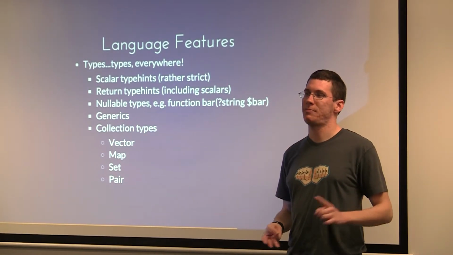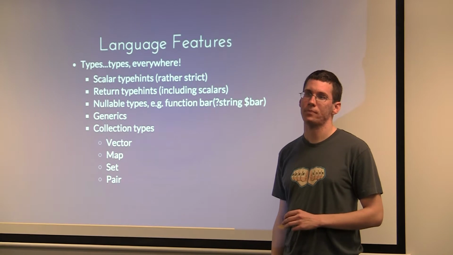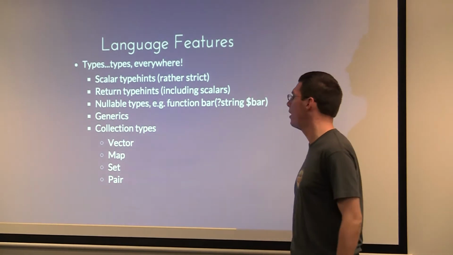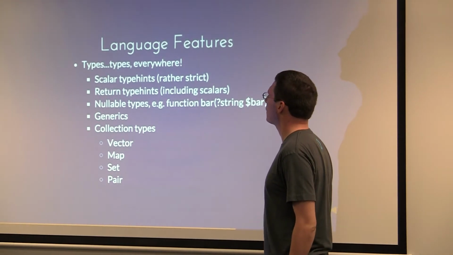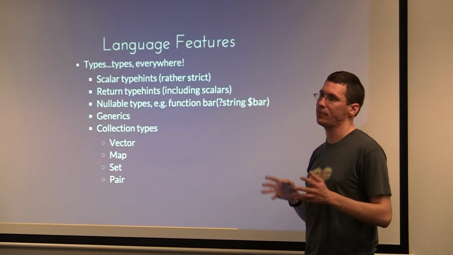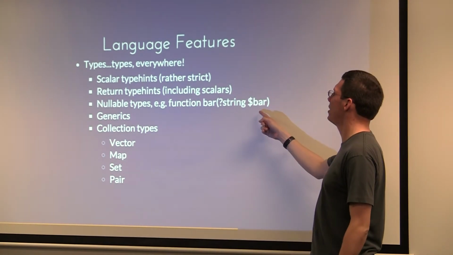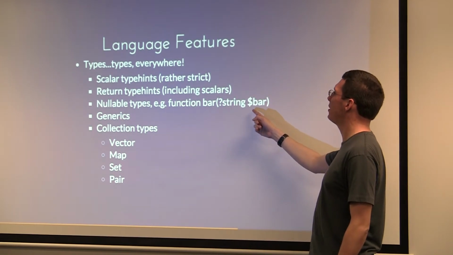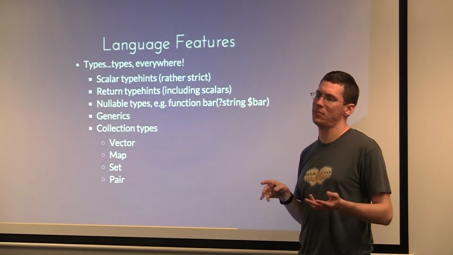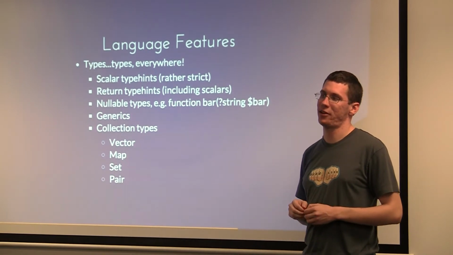You can specify scalar types in your type hints, and you'll get a 500 if you violate those constraints. Nullable types, so you can actually say, I want this particular parameter or null, and you can go ahead and expand that out to, bar can be a string or null, and let's give it a default of something other than null, which cannot be done in PHP right now, at least not in the function signature.